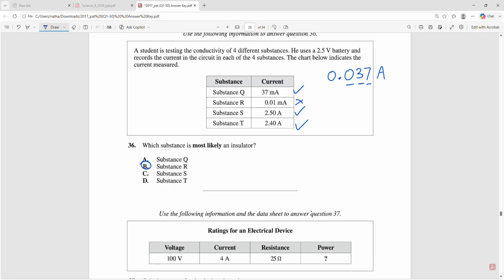It says, which one is most likely an insulator? Well, good conductors allow current to flow, like these two. This one seems to be a poor conductor, but it still does conduct electricity. However, this one is practically not conducting any electricity at all. So we would say substance R is likely an insulator.